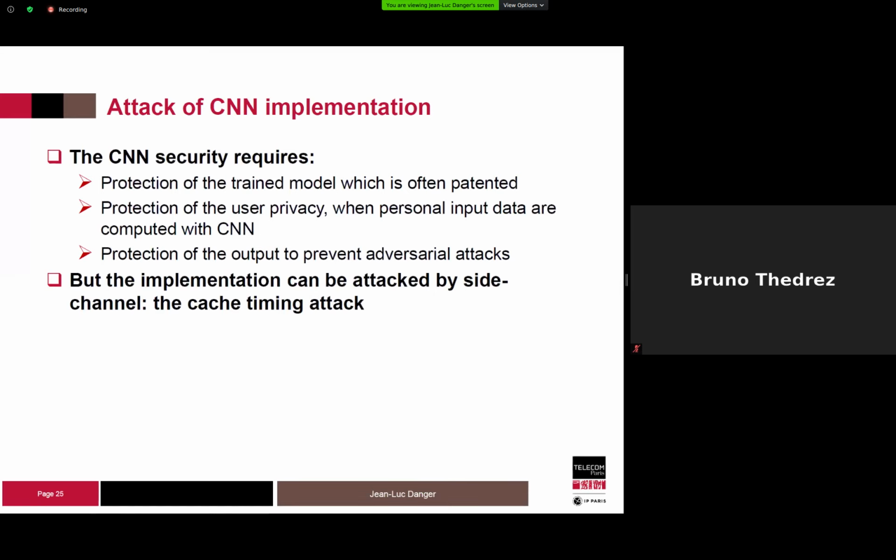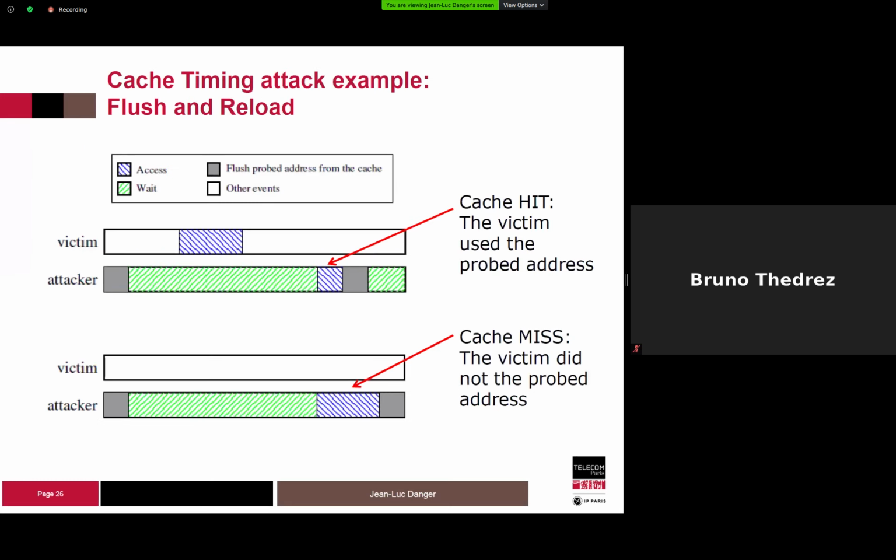But unfortunately, the implementation of machine learning, a CNN in particular, is sensitive to side channel attacks, and more particularly the cache timing attack. When a CNN is implemented in software, you generally have a cache to speed up the computation. But there are a lot of cache timing attacks. For example, here you have an attack called flush and reload.